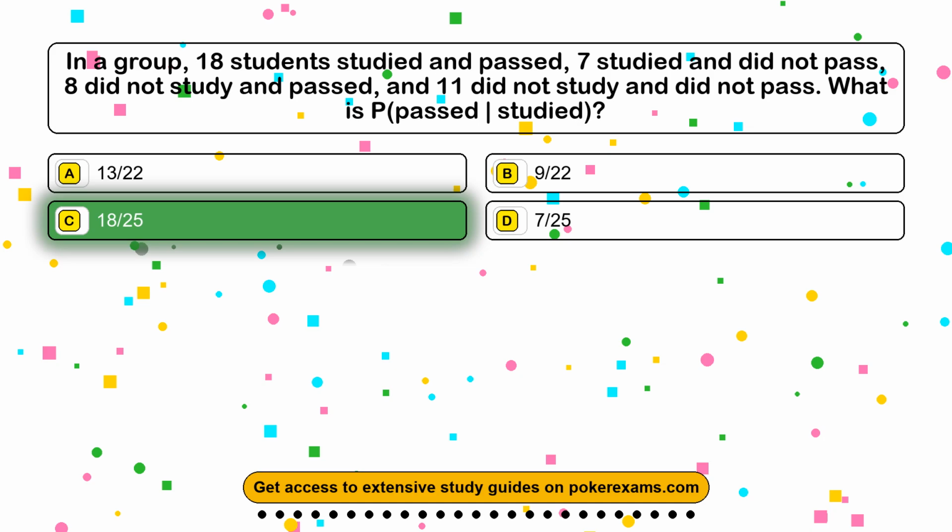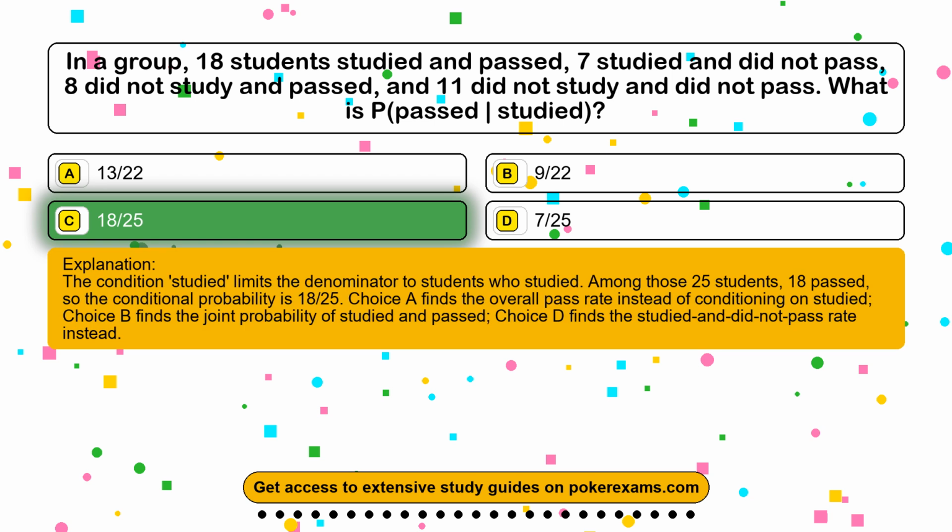The correct answer is option C, 18/25. The condition studied limits the denominator to students who studied. Among those 25 students, 18 passed, so the conditional probability is 18/25. Choice A finds the overall pass rate instead of conditioning on studied. Choice B finds the joint probability of studied and passed. Choice D finds the did-not-study-and-did-not-pass rate instead.